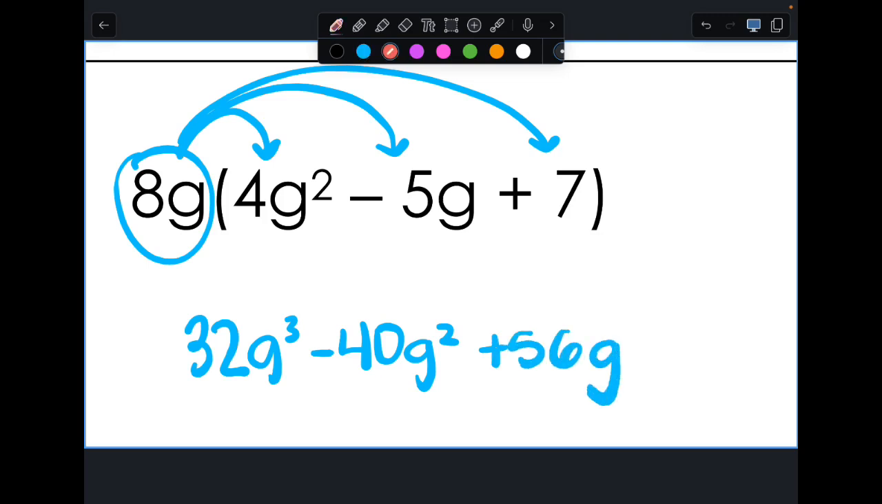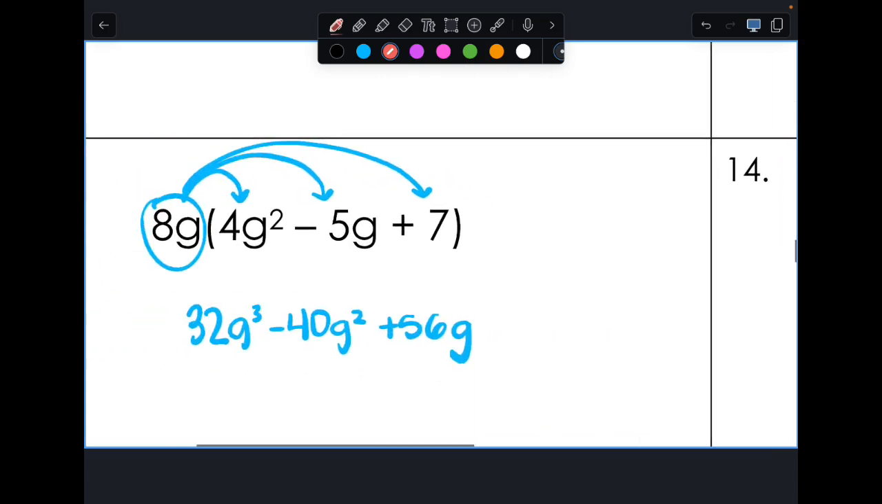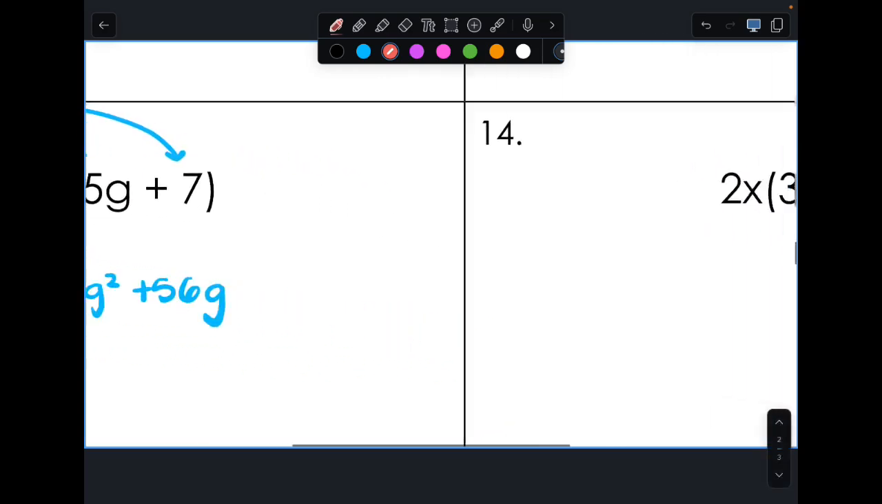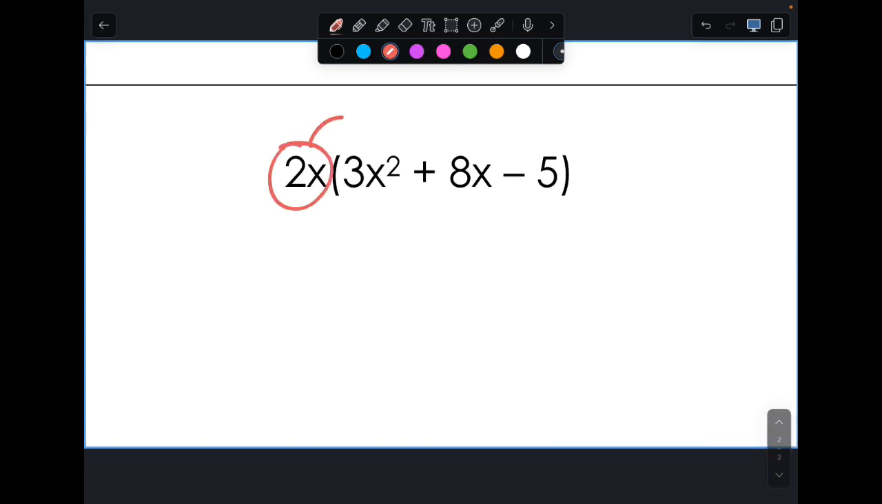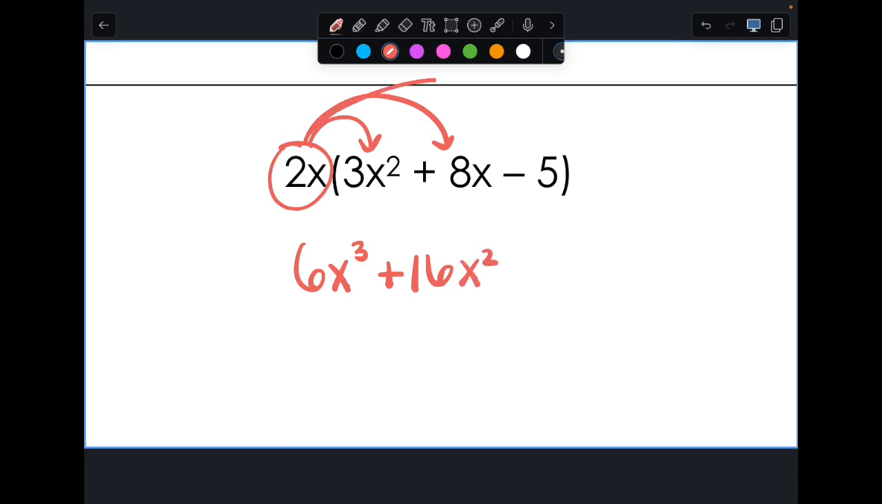All right. Ready? 14. 6. 2 times 3, 6. x times x squared, x cubed. Thank you. 2 times 8, 16. x times x. Squared. 2 times negative 5, negative 10. Bring down the... x. Oh, let's go.